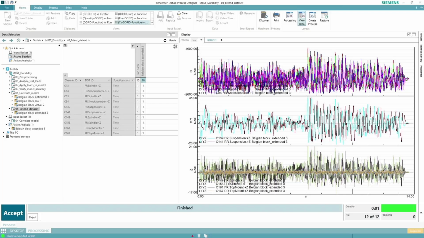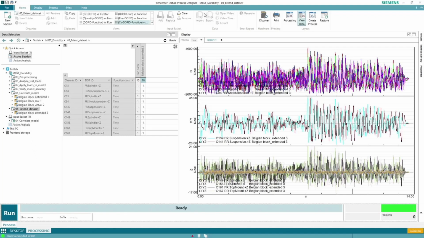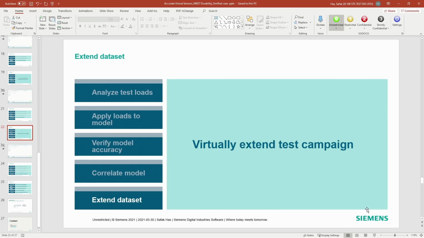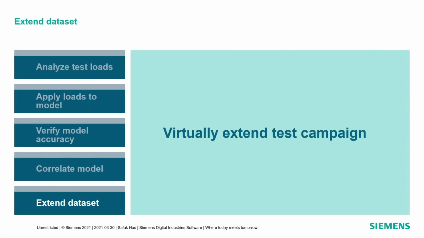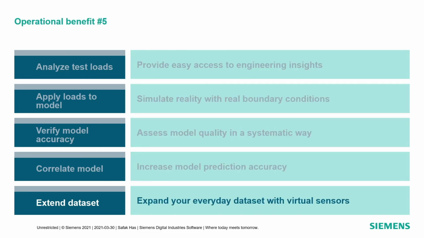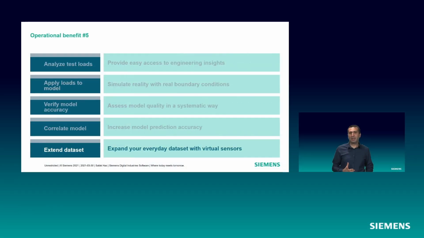Okay, now I will go back to the presentation. Let me first, before I forget, accept the results, which means that everything will be saved under my project. Now I'm going to the presentation. Okay, let me see where we left. So what we did actually, we virtually extended this test campaign. And what is the operational benefit behind? You can easily expand your everyday data set with some accurate virtual sensors. That's the real benefit for you.